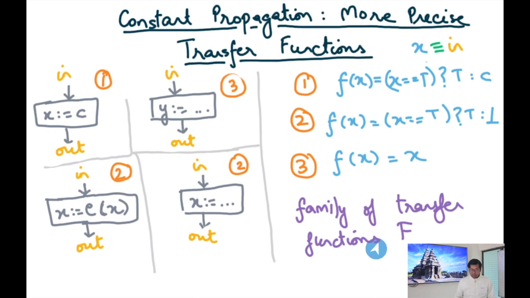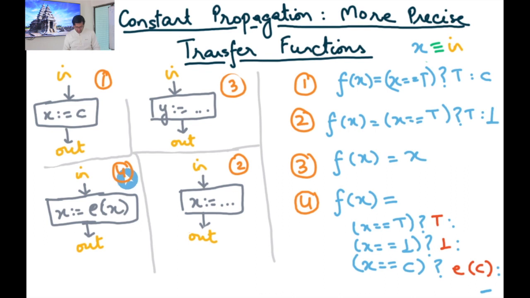But let's say I was interested in making this family of transfer functions more precise. In particular, I'm interested in this instruction, which is basically doing x := e(x). For example, if I know that in is giving me a constant value for x, say in was saying that x is 3, and e(x) was just x plus 1, then I can say that the out should be 3 plus 1, which is 4. But our current transfer function is too imprecise and just lowers it all the way to bottom. We could have done better, so let's try to do it better and then again check whether the new transfer functions actually satisfy our requirements for them to be a DFA family of transfer functions.